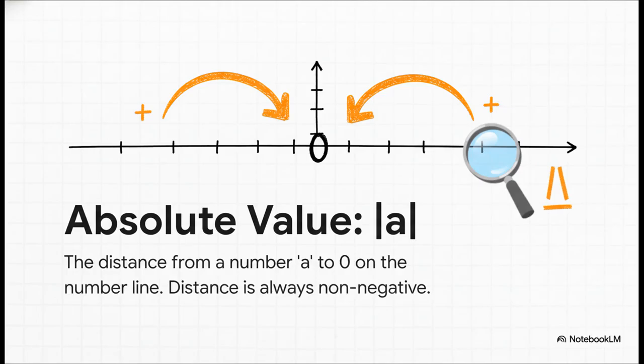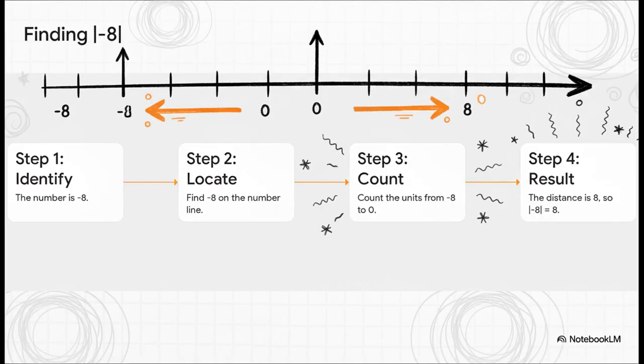Next is absolute value. The best way to think about this is just one word, distance. Absolute value is a number's distance from 0 on the number line. And since you can't have a negative distance, the absolute value is always going to be positive, or 0. It's a really handy concept in the real world. So let's find the absolute value of negative 8. First, we find negative 8 on our number line. Got it. Now we just ask ourselves, how many steps does it take to get from there back to 0? It takes exactly 8 steps. So the absolute value of negative 8 is just 8.